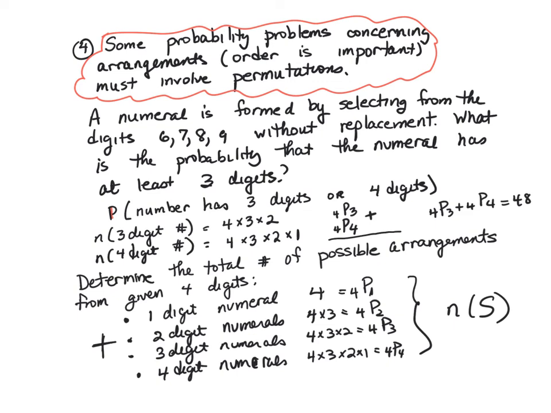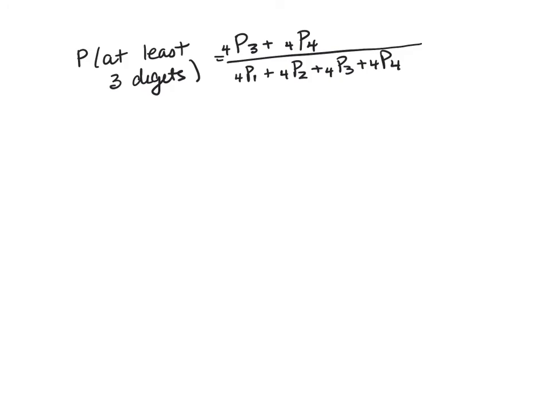So the final answer would be the following. But then again, if we wanted the probability of having at least a 3-digit numeral, we restrict the numerator to the number of arrangements for 3 from 4 digits and 4 from 4 digits, because that's at least 3. And then here we consider the total possible outcomes, whether we form a 1-digit numeral, a 2-digit numeral, a 3-digit numeral, or a 4-digit numeral. Now let's work this out.